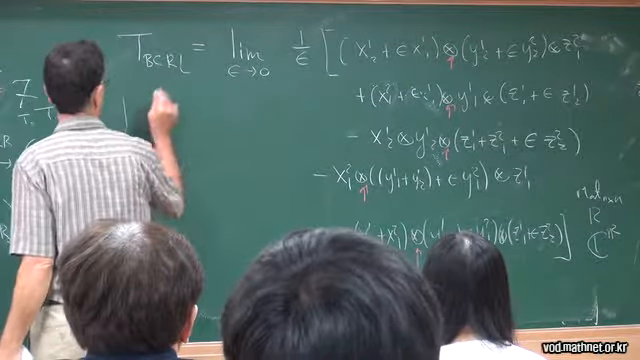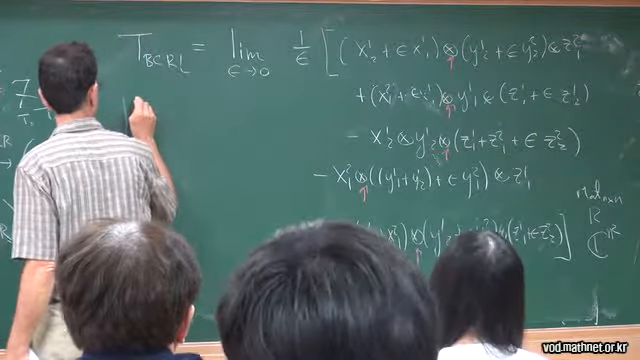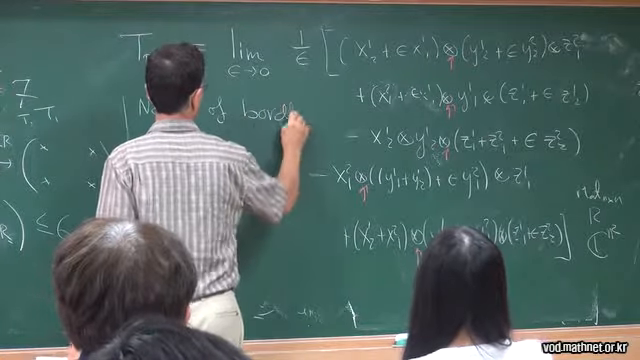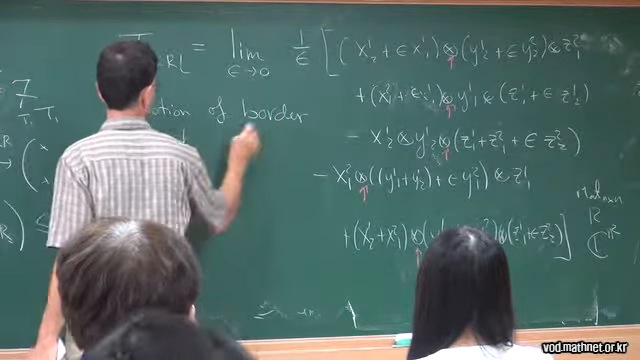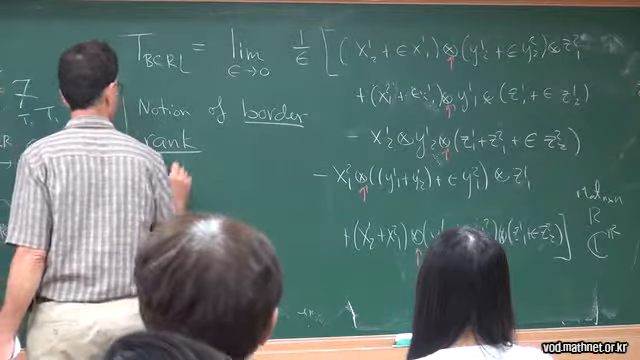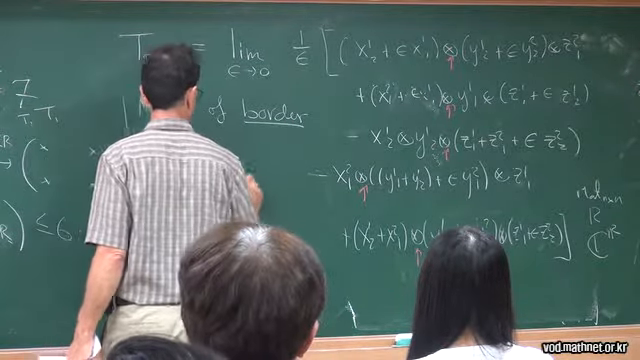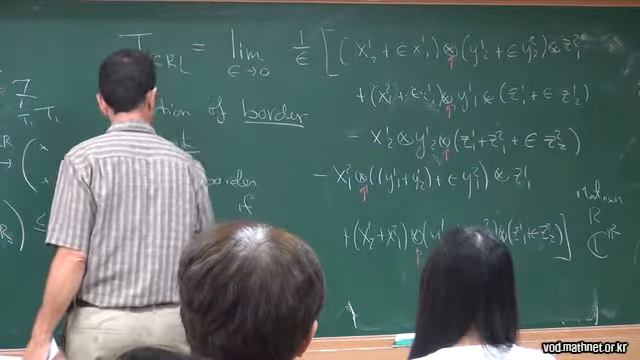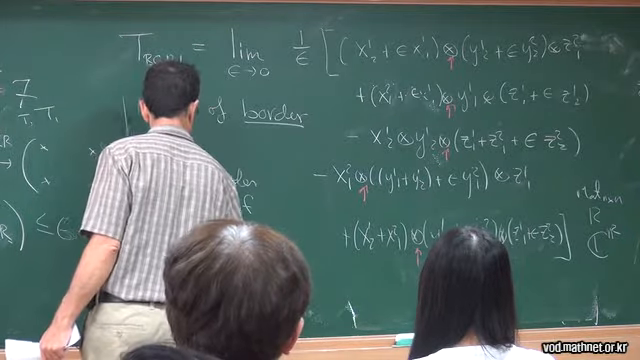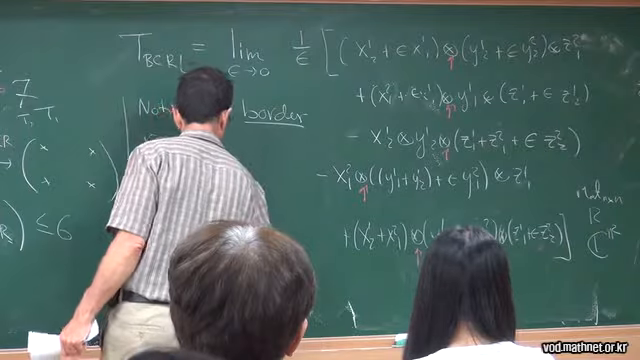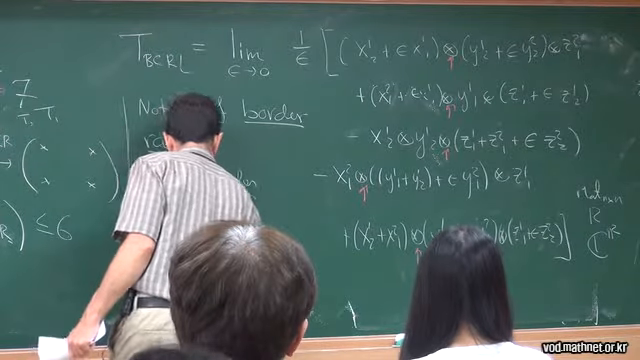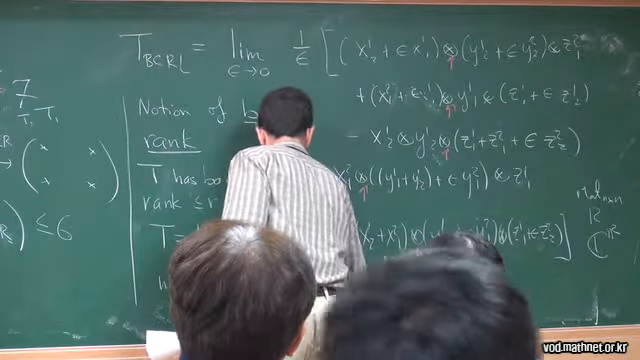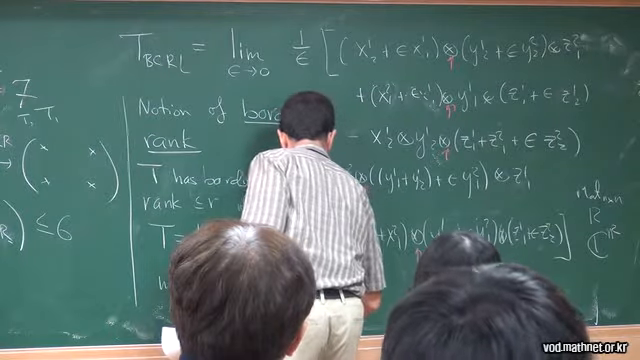So this led to the notion of border rank. So T has border rank at most R if T is equal to the limit as epsilon goes to 0 of some T epsilon with the rank of T epsilon equal to R, and then we write the border rank of T, with the underline, less than or equal to R.